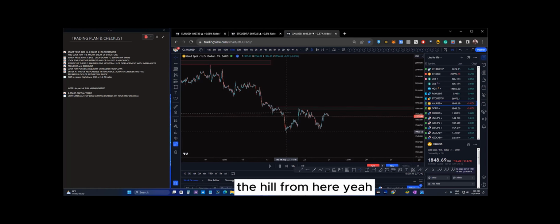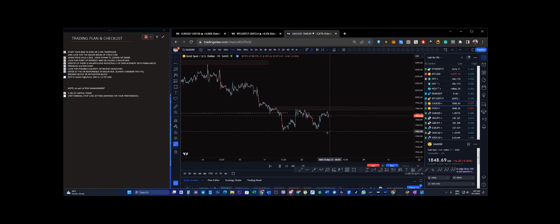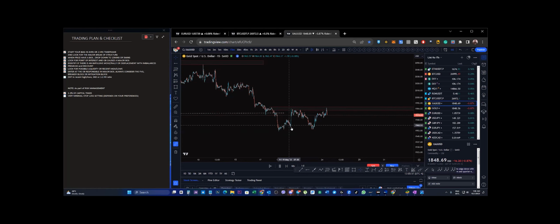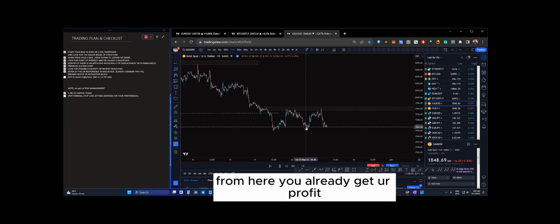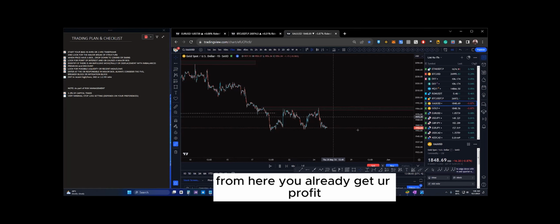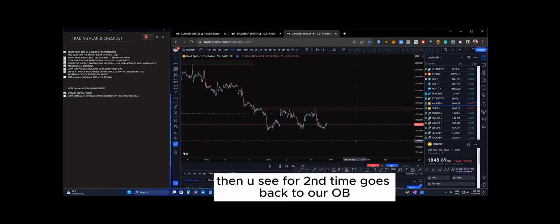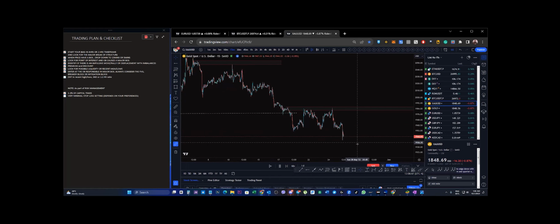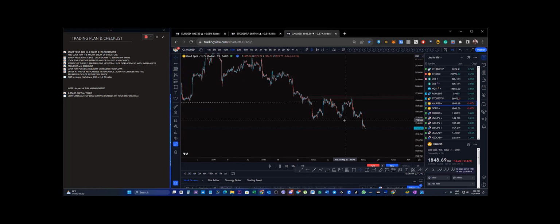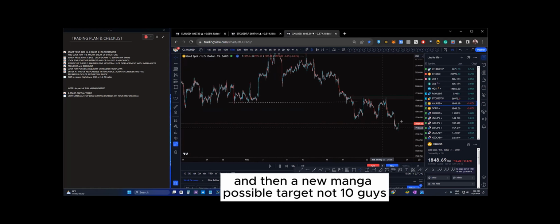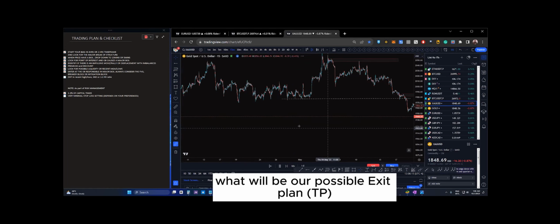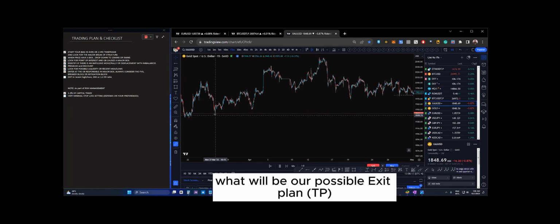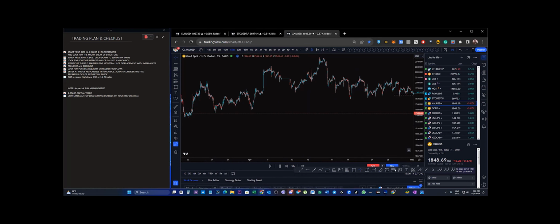dahil from here, yan, yung iba manghihinayang pa nga eh, no? Nag-raging siya. Kung ito, from here, nag-TP ka na, then nakita mo, second time, inuntugan na naman niya yung order block na yun. Then goes down. And then ano yung mga possible target natin, guys, pagka ganyan? What will be our possible? Yung mga high lows na hindi pa nababalikan.